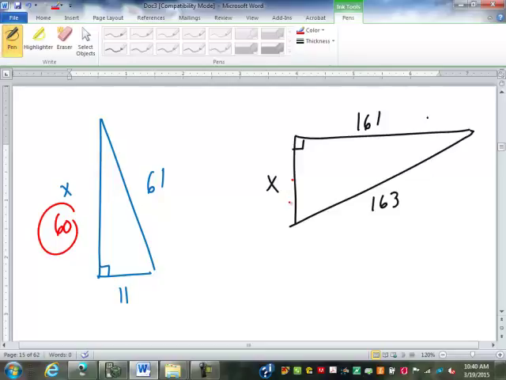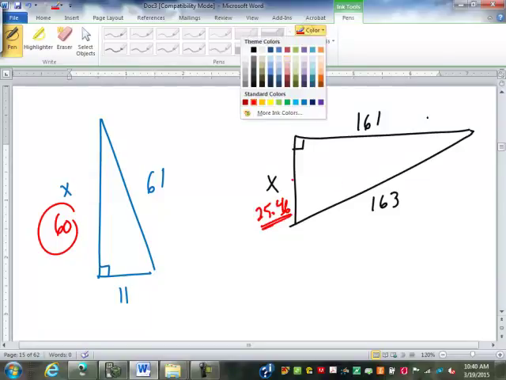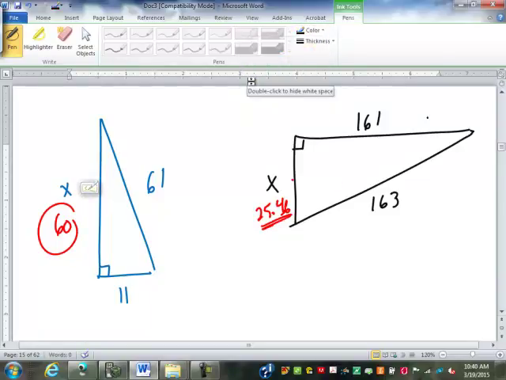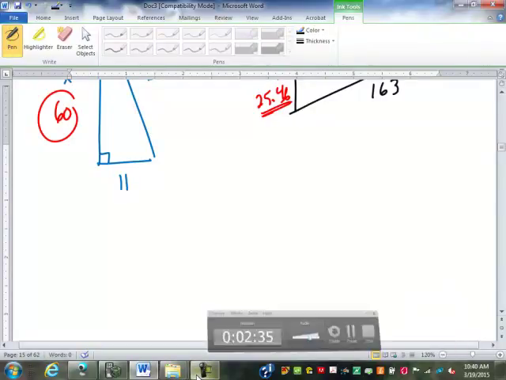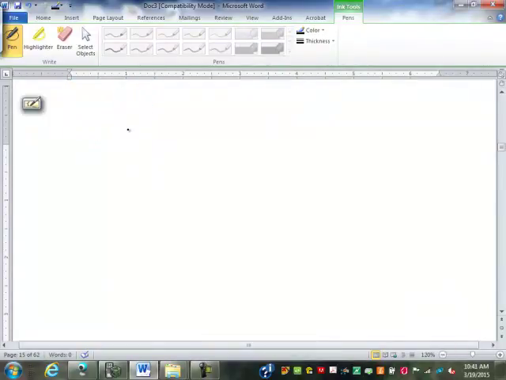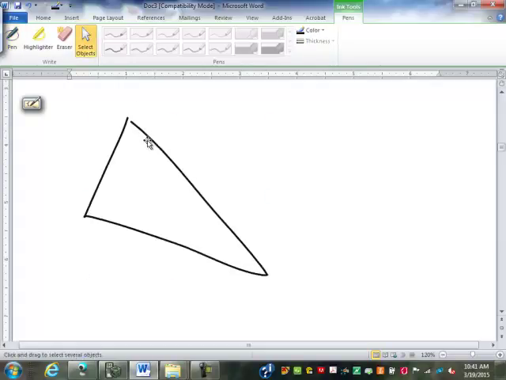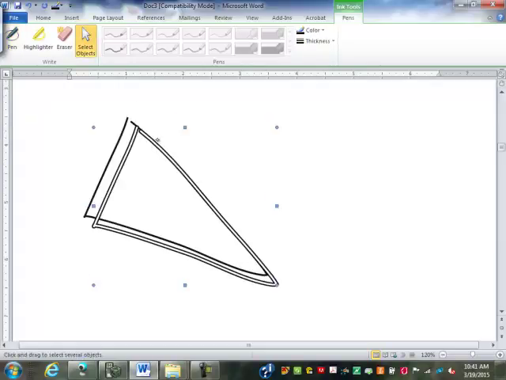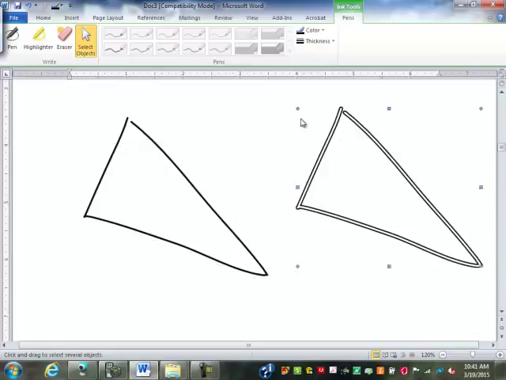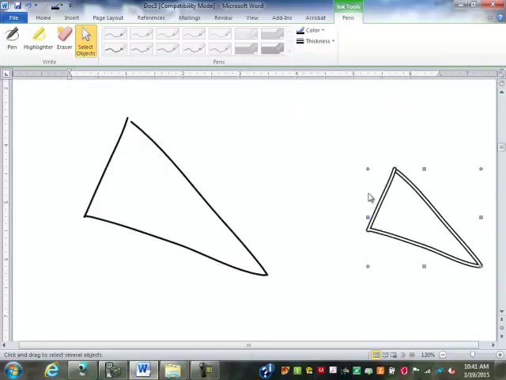25.46? That might work. That's what you got? Okay. That works for me. Okay, next one, next step. I know it's review, but it's stuff I want to make sure you know before we hit the trig.